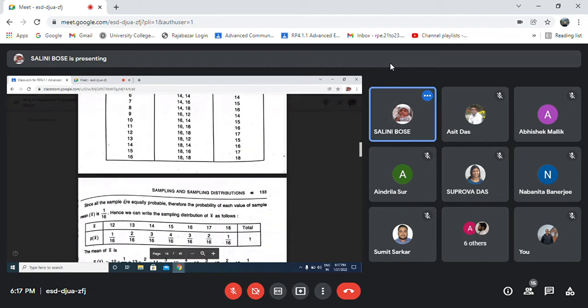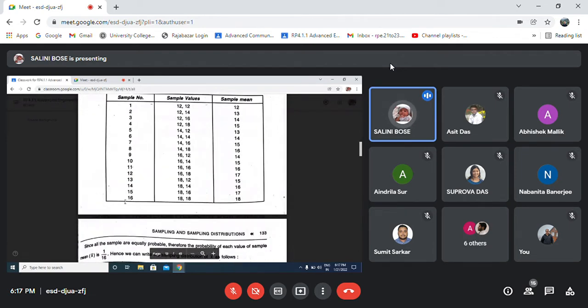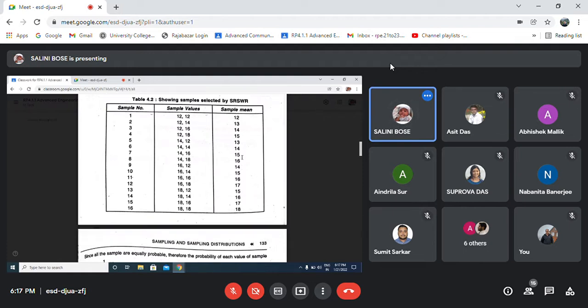Now, can you tell me what will be the probability of occurrence of each sample mean in this case? It is very simple. Anyone? Ma'am, 1 by 16. Very good, 1 by 16.